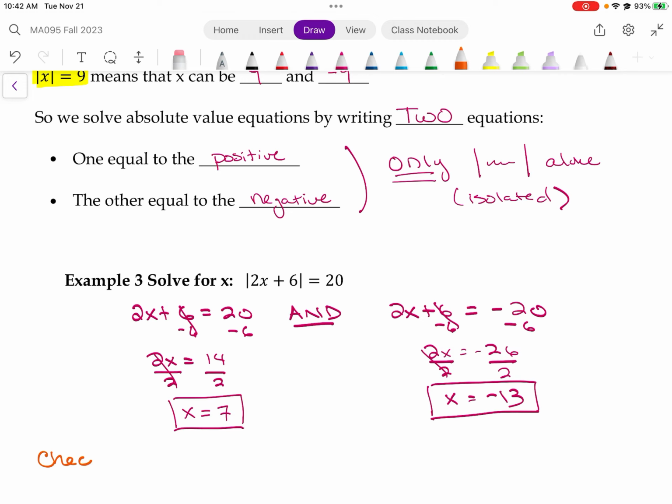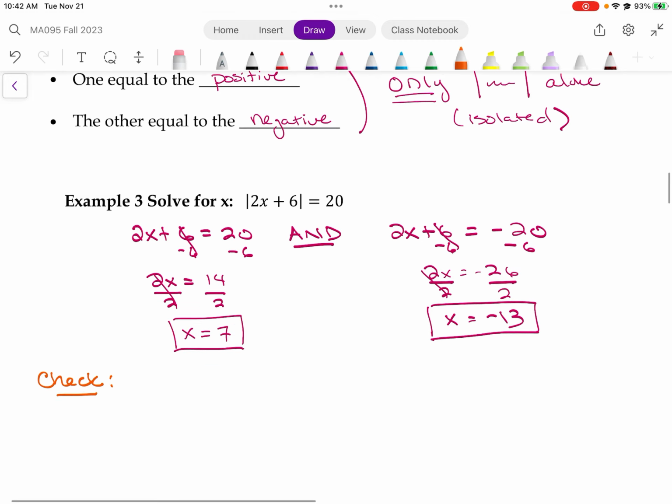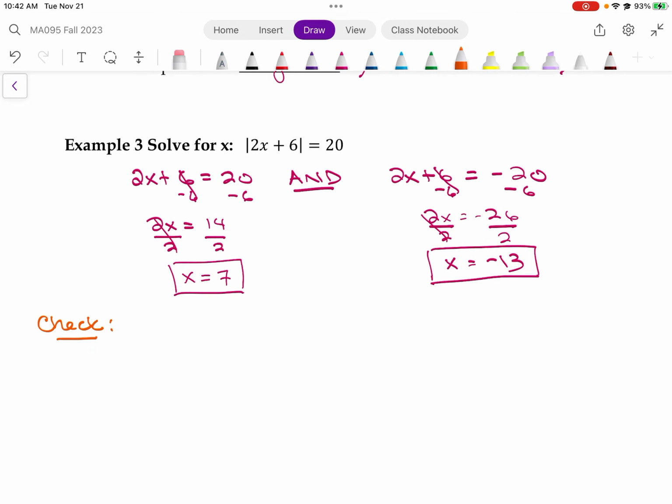But sometimes it also helps you to understand why. At this point, I find that a lot of people don't really understand why there's two answers. So let's plug them back into the original. We've got this original right here, so let's plug it back into that.